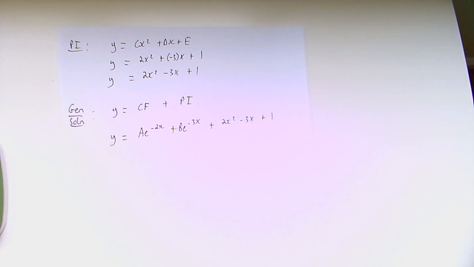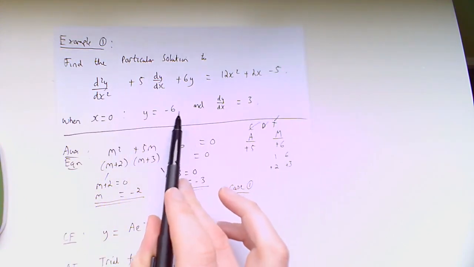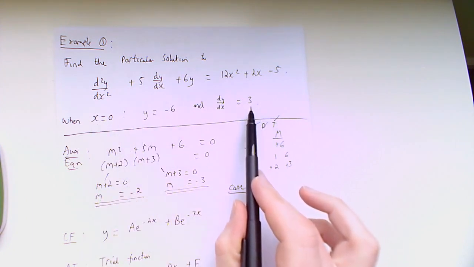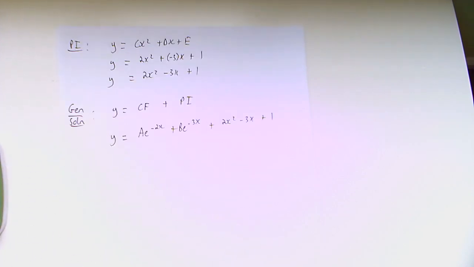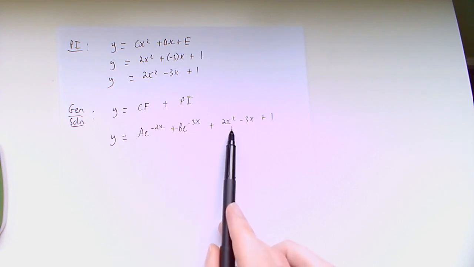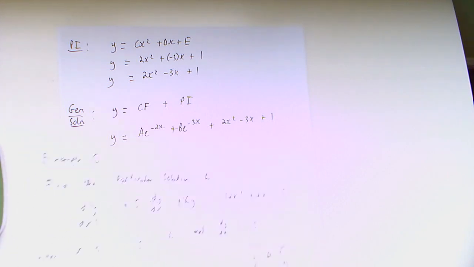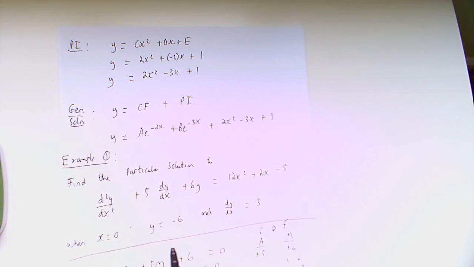So I've got these initial conditions that were in the question. The initial conditions I was given is when x equals 0, y equals -6, and when x equals 0, dy by dx equals 3. Now, I know what y is. y is ae to the power of -2x plus be to the power of -3x plus 2x squared take away 3x plus 1. So I can substitute in x equals 0 and y equals -6 to that general solution.